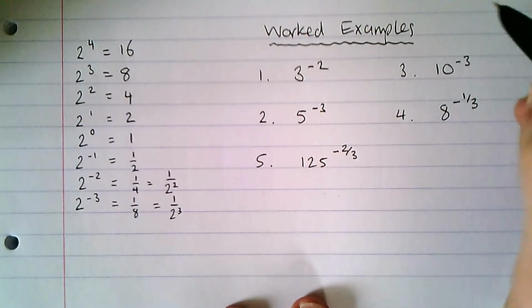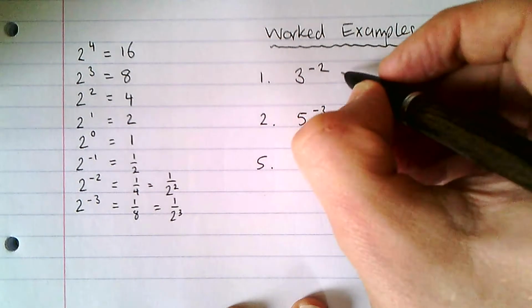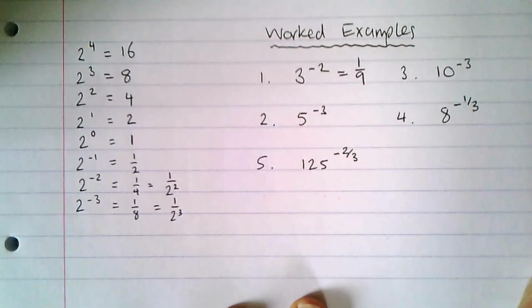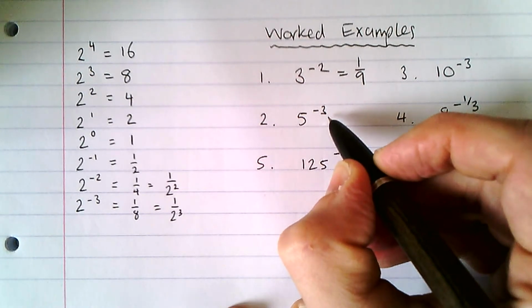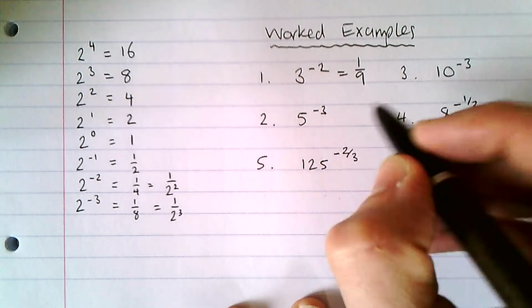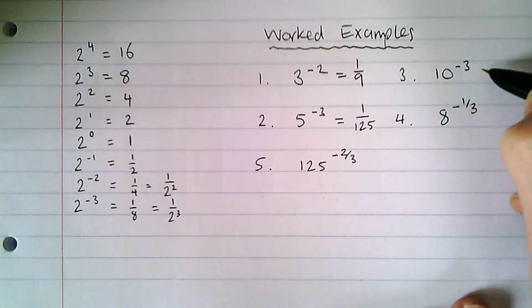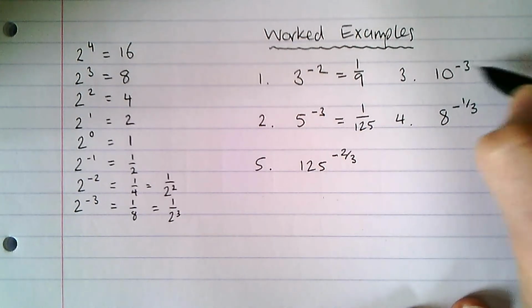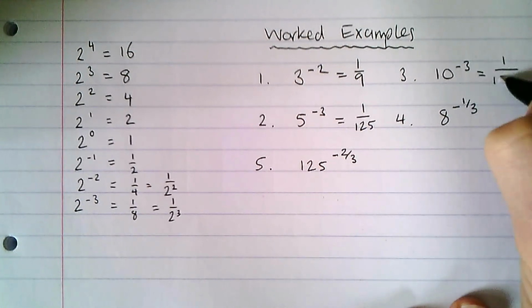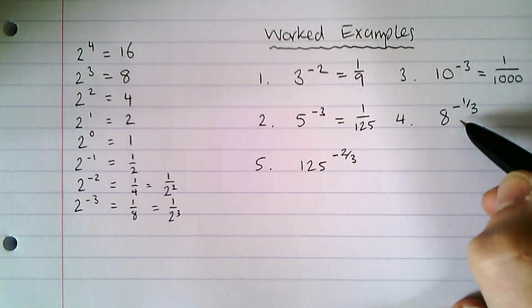So let's use that. So 3 squared is 9. Negative power tells me it's the reciprocal, so it's 1 over 9. Second question, 5 cubed is 125. The negative power tells me that it's the reciprocal of that, so it's 1 over 125. Third question, 10 to the power of 3 is 1000. The negative power tells me that it's 1 over 1000, it's the reciprocal.